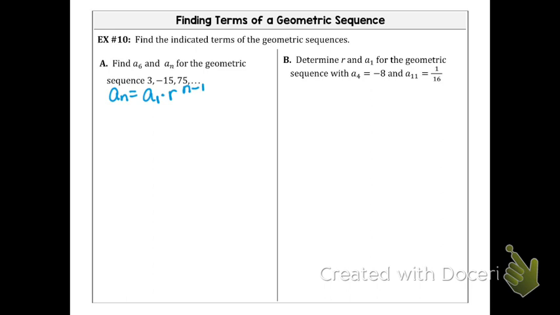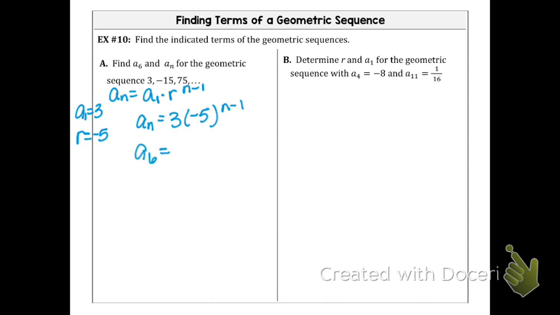So we can see our first term is 3, and our common ratio, going from 3 to negative 15 to positive 75, is going to be negative 5. Remember, if you're unsure, negative 15 divided by 3. So we get a sub n is equal to 3 times negative 5 raised to the n minus 1. So there's our a sub n, and then it said, and find a sub 6.